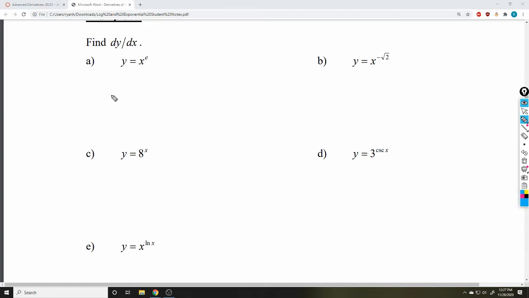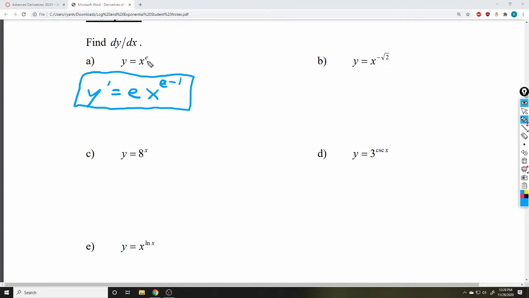So our first one is x to the e. Now be careful, because this is not an exponential. Exponential means there's a variable up in the exponent. There's not a variable in the exponent here. This is just a power rule. So that means we're going to take the e, bring it down out in front, and then we're going to have x to the power, subtracting 1 from the exponent. So we have e minus 1. And that's our answer.